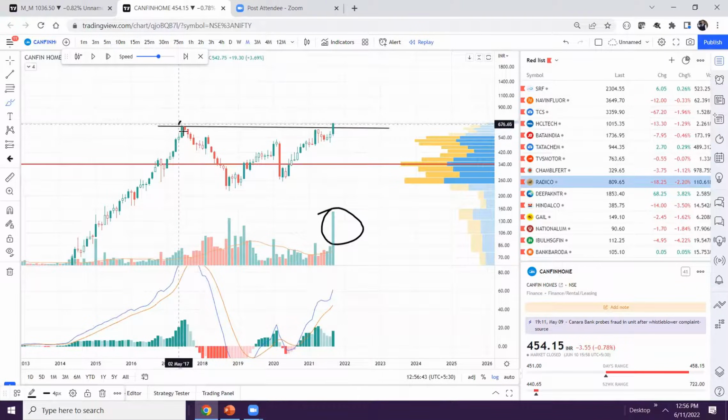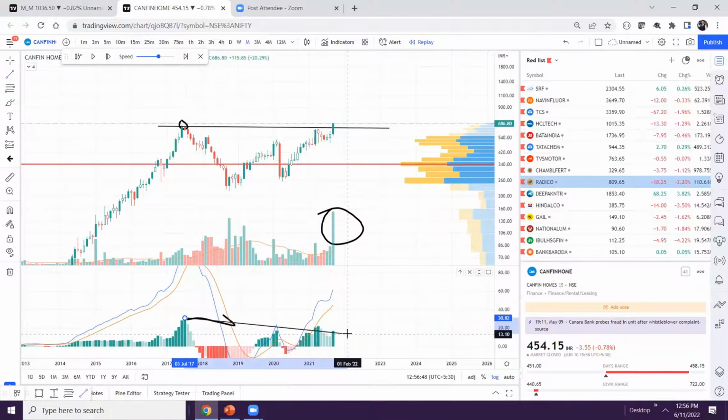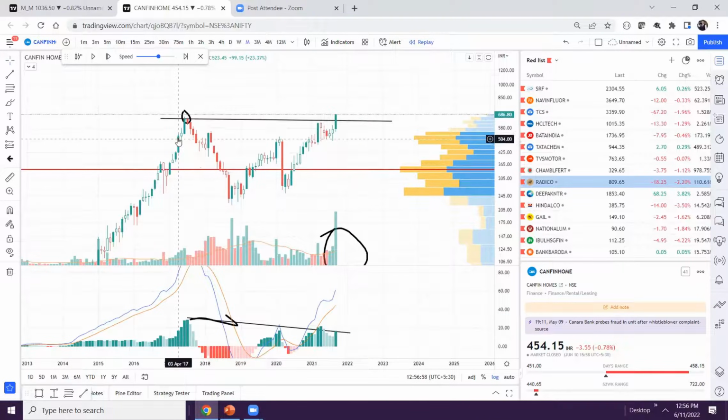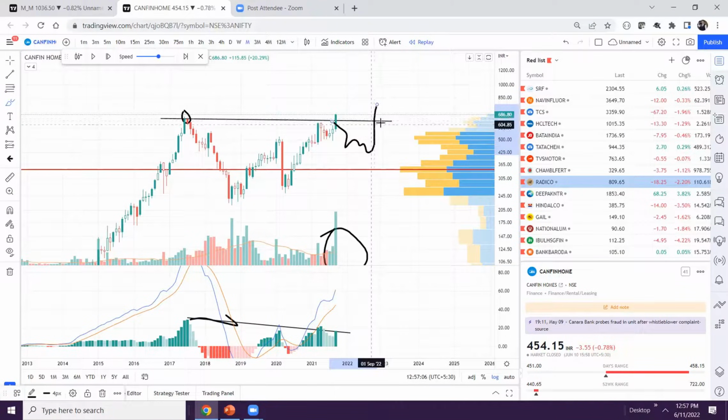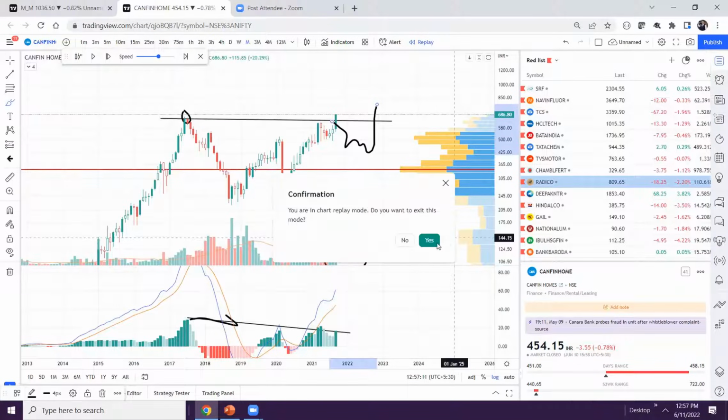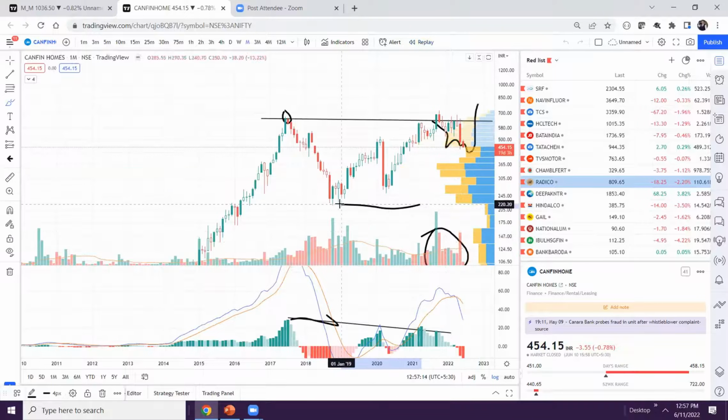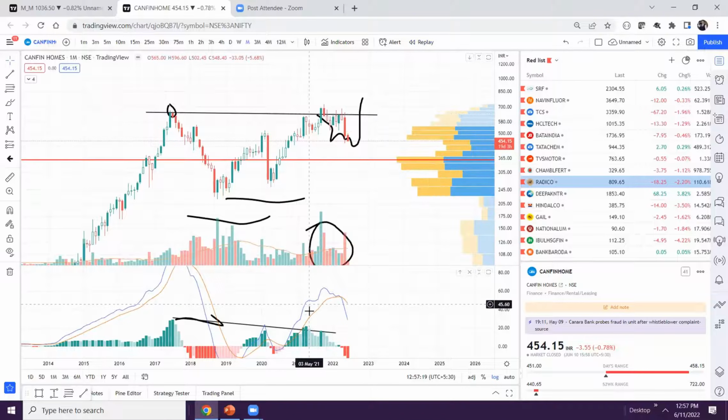This is the last swing MACD, and so there is divergence between this and this, which means that after a pullback, if it again comes, then that will be the best time to enter. See what happens in this. So what happened in this case, you can see. Let me remove this. See, this was a best breakout. To the naked eye, it looked like a best breakout.